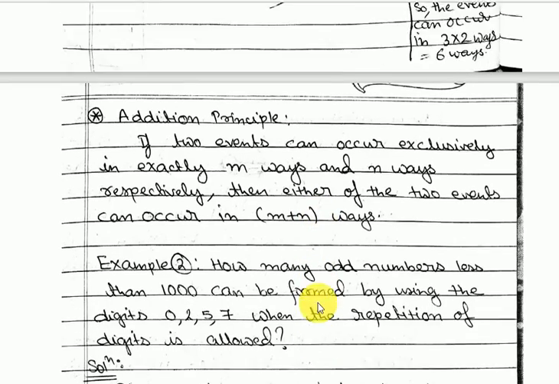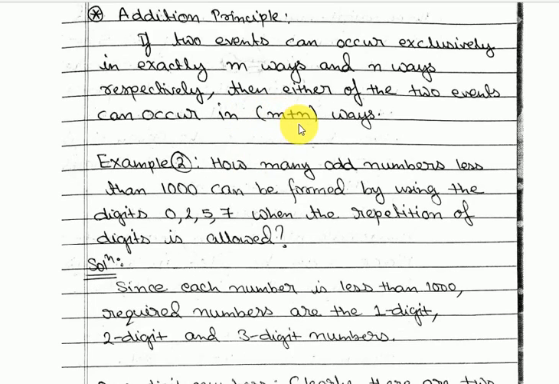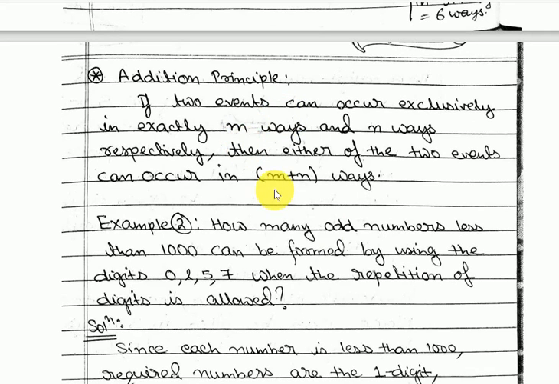Now let us see the next principle. It is the addition principle. Here it says, if 2 events can occur exclusively in exactly m ways and n ways, so here it's saying 2 events are there, both occurring independently. Then if you are asked how many ways the first or the second event can occur, in that case you have to take the sum of the number of ways those events can occur.